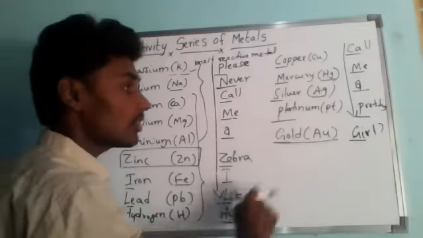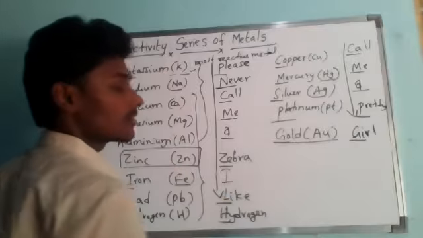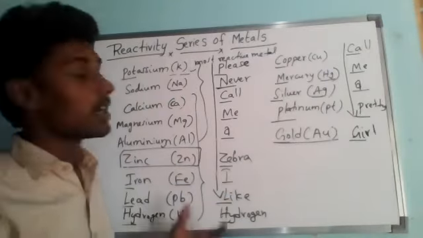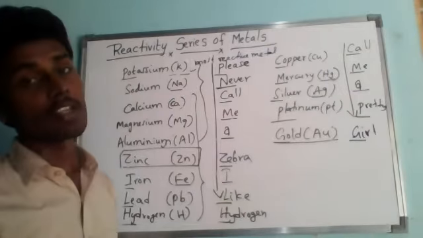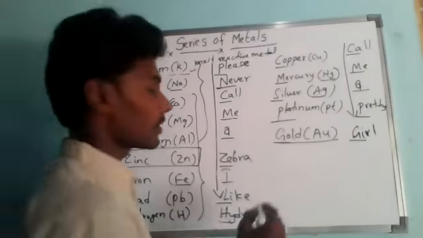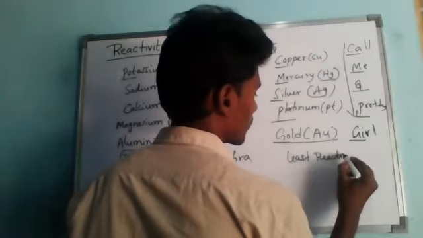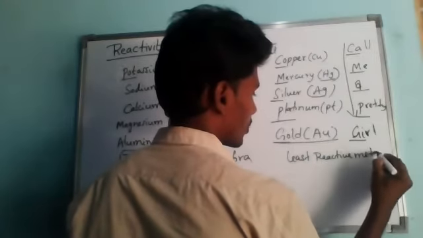I like hydrogen. Call me a pretty girl. So if you remember this, you can write the metal activity series, and you can easily remember which element is most reactive and which is less reactive also in this one. Okay, so this one is what? Least reactive metal. Least reactive metal. So you have to remember this.